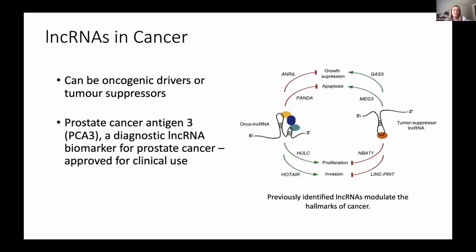Also, lincRNAs have been used in the clinic. Well, one lincRNA. This is the one approved lincRNA biomarker in the clinic at the moment, which is PCA3. That is expressed only in prostate tissue, nowhere else in the body. It's really lowly expressed under normal conditions, but in prostate cancer, it's really highly expressed. So I guess that shows the potential of lincRNAs as really specific biomarkers for disease.